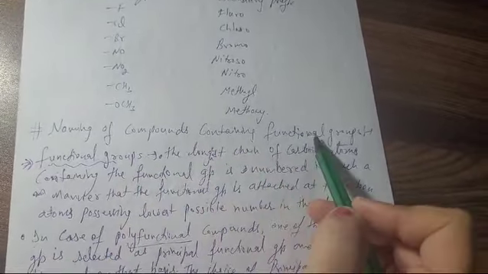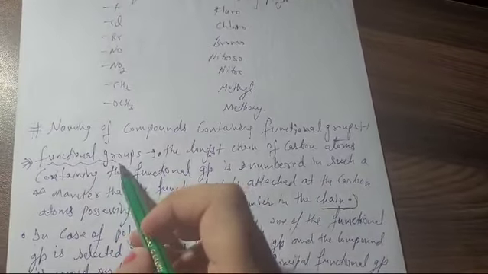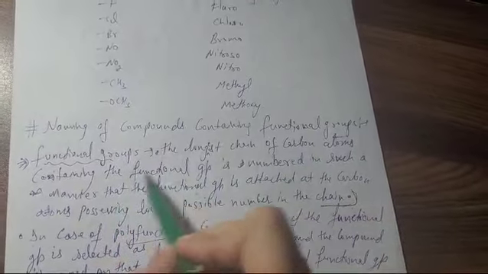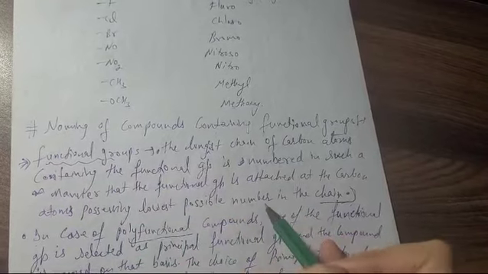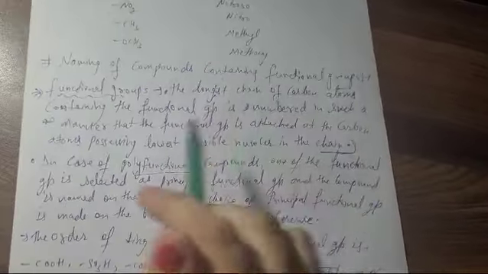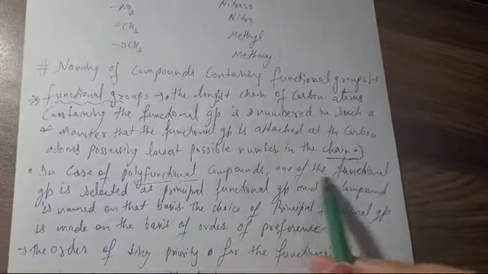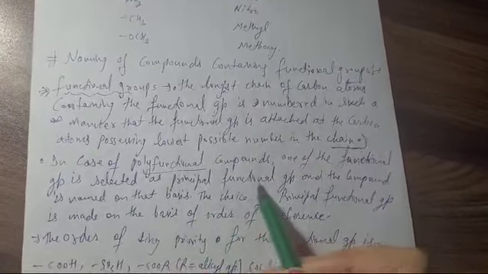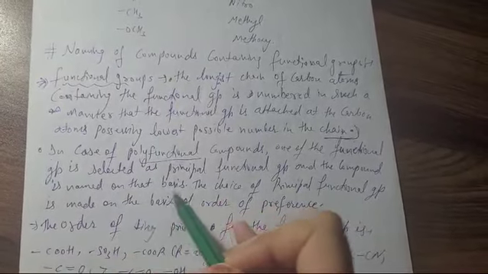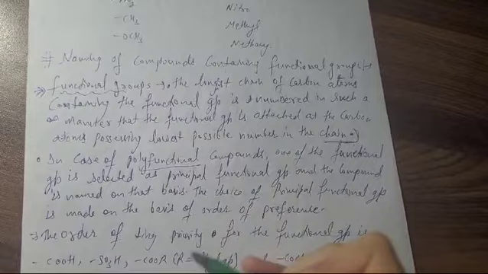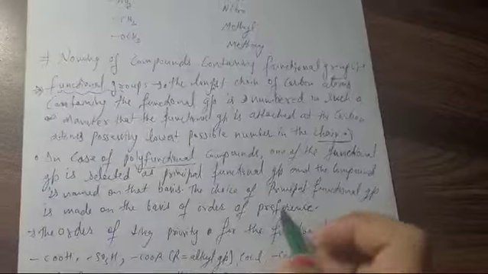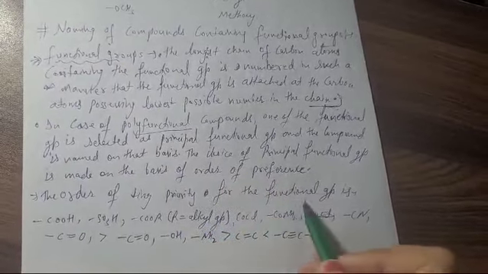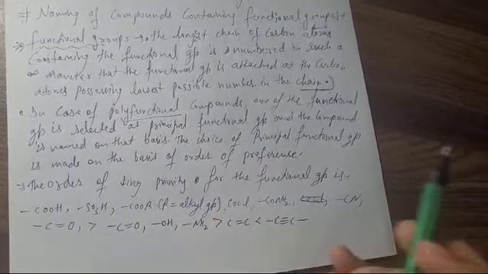Naming of compounds containing functional groups. Number 1, functional groups. The longest chain of carbon atoms containing the functional group is numbered in such a manner that the functional group is attached at the carbon atom possessing the lowest possible number in the chain. In case of polyfunctional compounds, one of the functional groups is selected as principal functional group and the compound is named on that basis. The choice of principal functional group is made on the basis of order of preference. The order of decreasing priority for the functional groups is shown below.